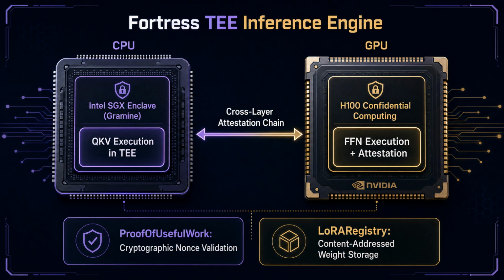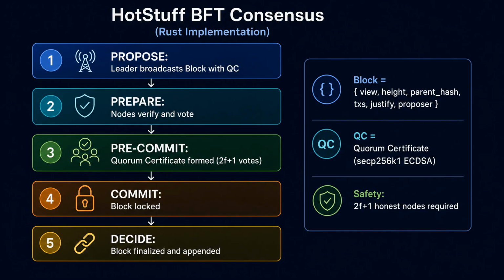The proof of useful work verifier validates each inference task via cryptographic nonce challenges. LoRA weights are stored in a content-addressed registry, ensuring tamper-evident model versioning. Decentralized state agreement is achieved through a chained HotStuff Byzantine fault-tolerant consensus protocol, implemented in Rust.